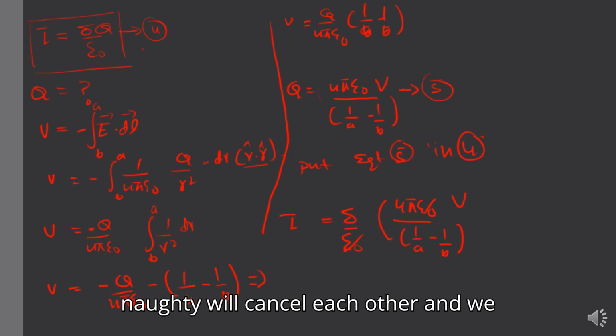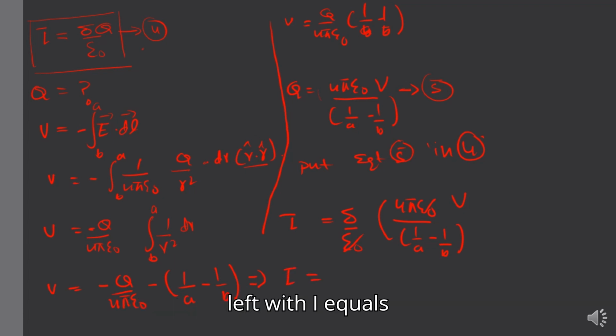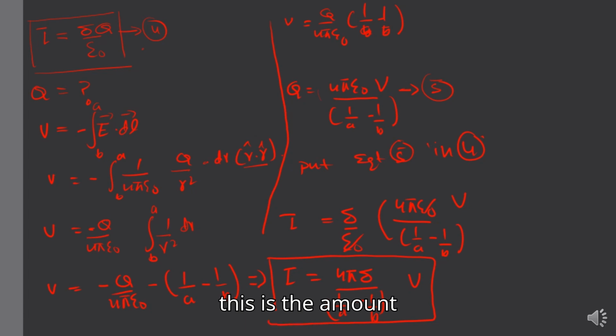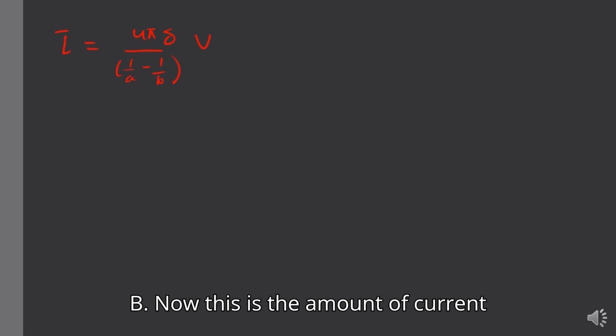Now epsilon naught will cancel each other, and we are left with I equals 4 pi sigma divided by 1 divided by a minus 1 divided by b, and this is b. So this is the amount of current that flows from a to b. Current flowing is I equals 4 pi sigma b divided by 1 divided by a minus 1 divided by b. Now this is the amount of current flowing.